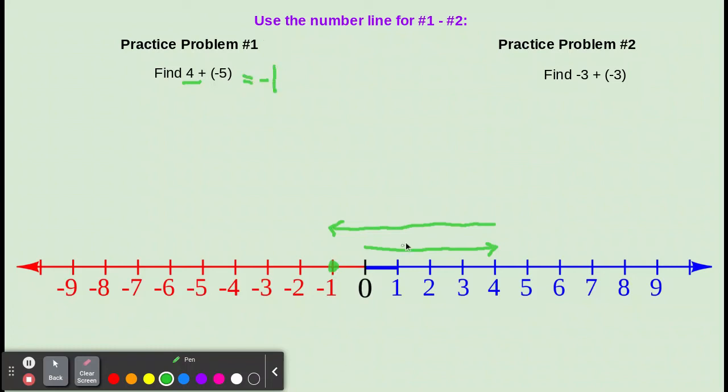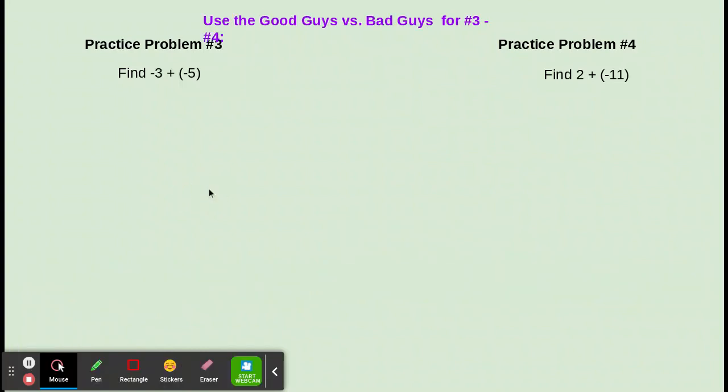And if you were to use the number line for this one, this is the work you would show to get full credit. Okay, so you can do the same thing for practice problem number 2 if you want to use the number line for that one as well. Okay, practice problems 3 and 4. My slide's a little off here. This one, you can use either one.